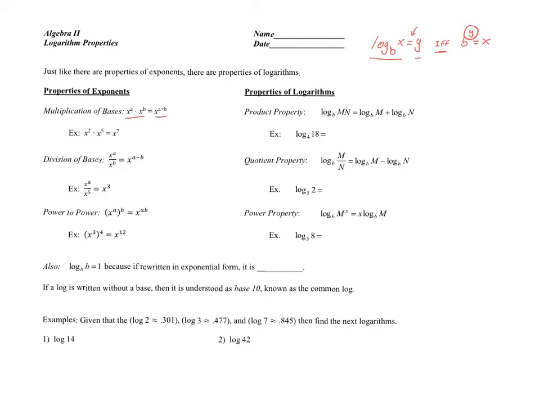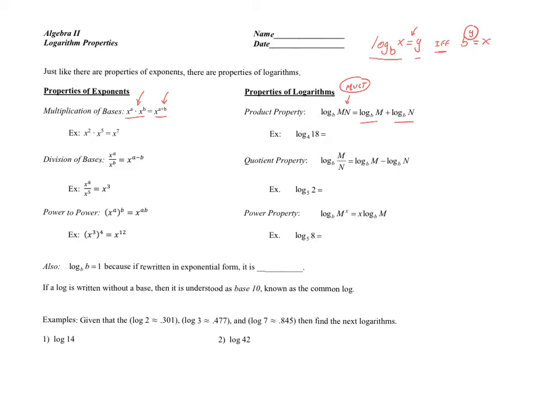If we have the log base b of m times n, notice that we have multiplication. Then we can expand that and say that that is the log base b of m plus the log base b of n. When we had multiplication, we added the exponents. When we have multiplication, we add the logarithms. But what is a logarithm? A logarithm is an exponent. Let's take a look at an example.